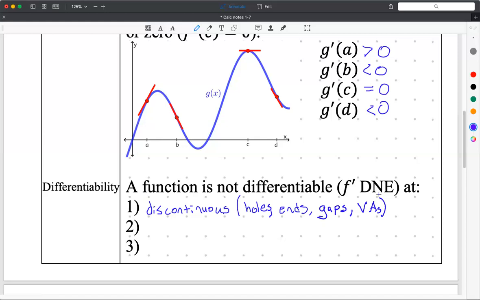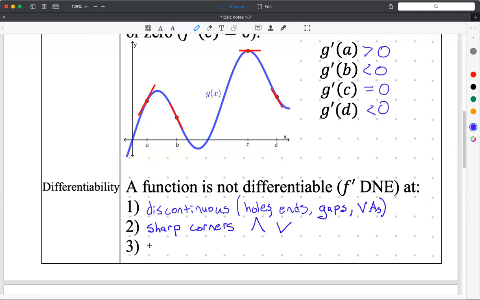All right, the second thing is, these are the 2 new things that you need to remember. Sharp corners. And we can do a picture here. Chunk, like that, or chunk, like that. Those are sharp corners, because they change their slope abruptly. The slope was 1, 1, 1, negative 1, negative 1. It wasn't a nice smooth change in the slope.